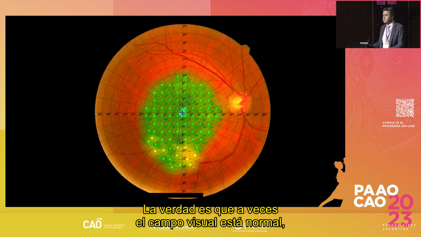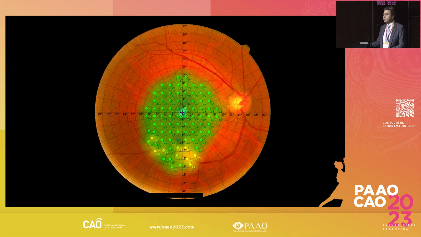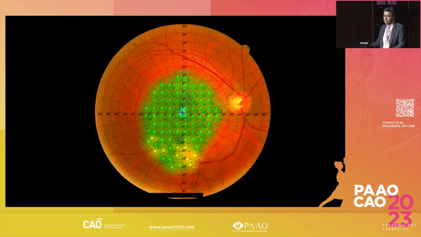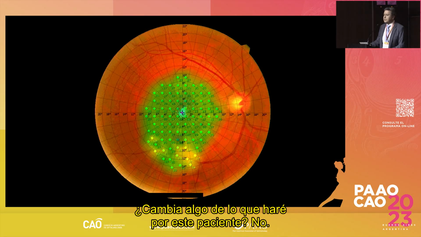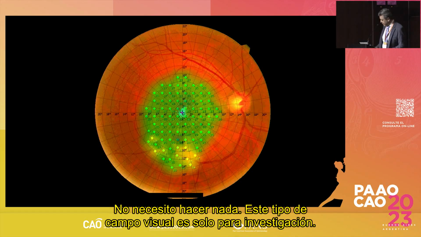The thing is, sometimes the visual field is normal, but it doesn't mean that if you change the approach of the way you do the visual field, it will always be normal. It makes sense. Does it change anything that I'll do for this patient? No, I'll have to treat this patient, who is progressing. I don't need to do this kind of visual field except for research purposes.